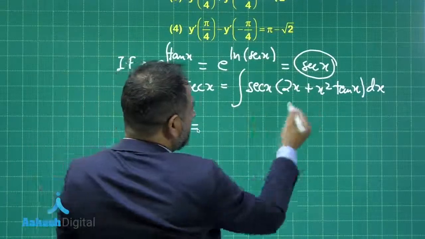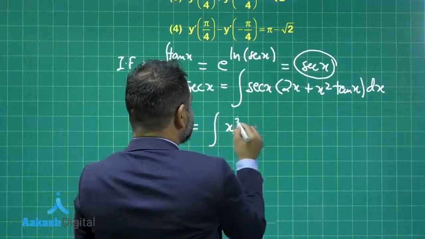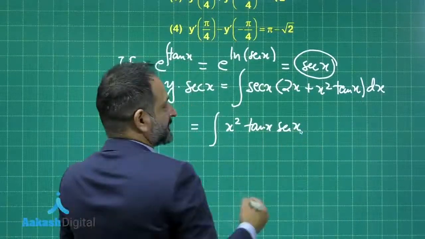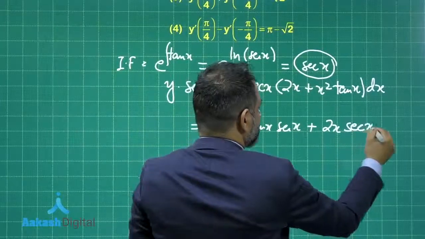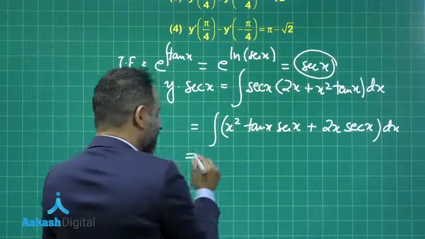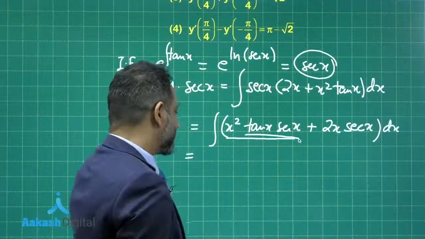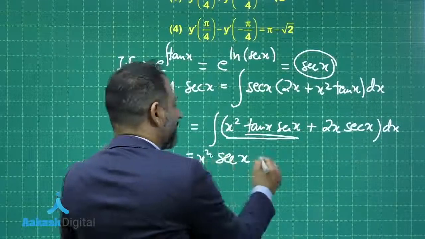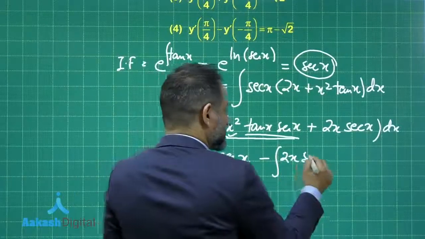So let us see what is the integral of this one. If you split this up, you can see this is x square tan x secant x plus 2x secant x. Now applying by parts on this part, the integral of tan x secant x is definitely secant x into x square minus, differentiating this, 2x into secant x.